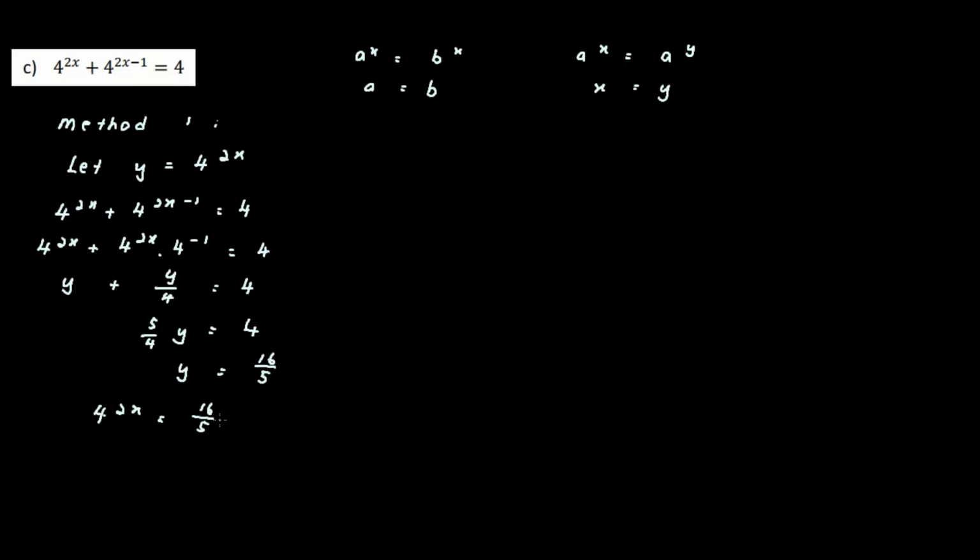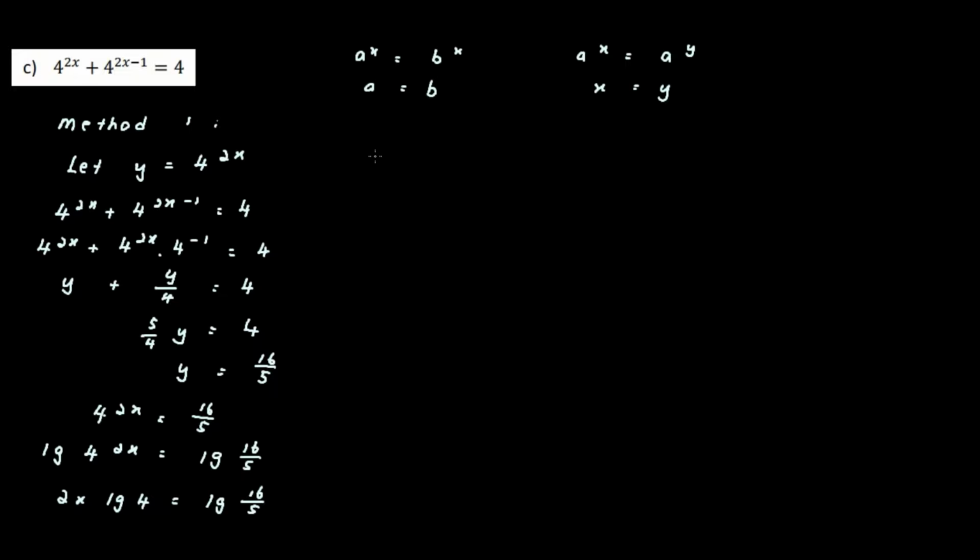So this is the step where you can see that you cannot change them into the same base. So that's why we need to use log. Sorry, I'm writing here because I'm scared I won't have enough space later. So we put log on both sides. Same thing, 2x log 4 equals log 16 over 5.